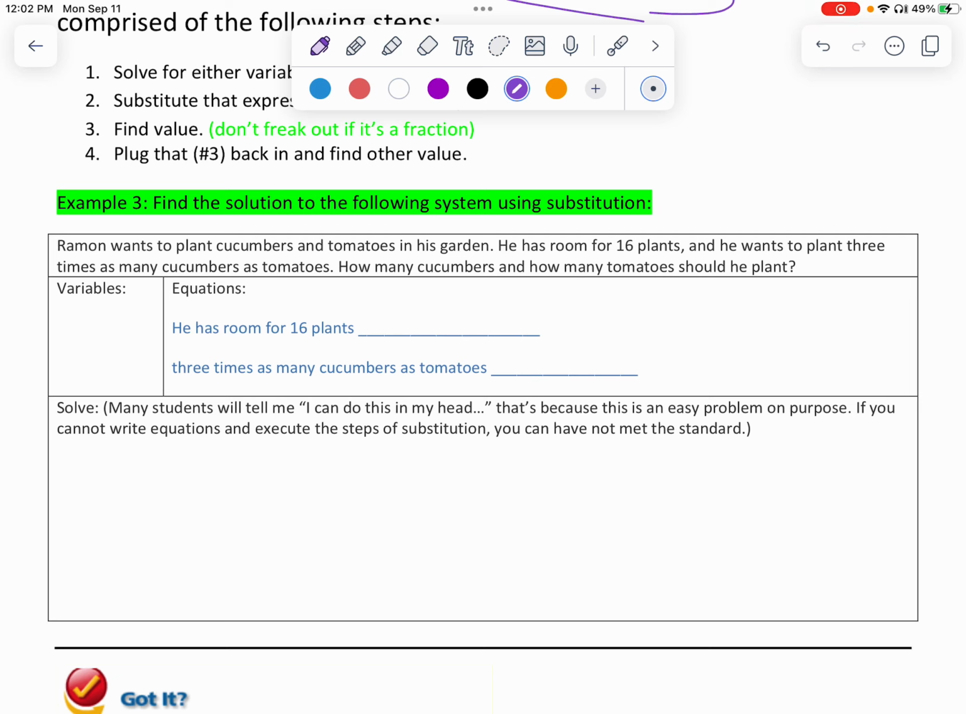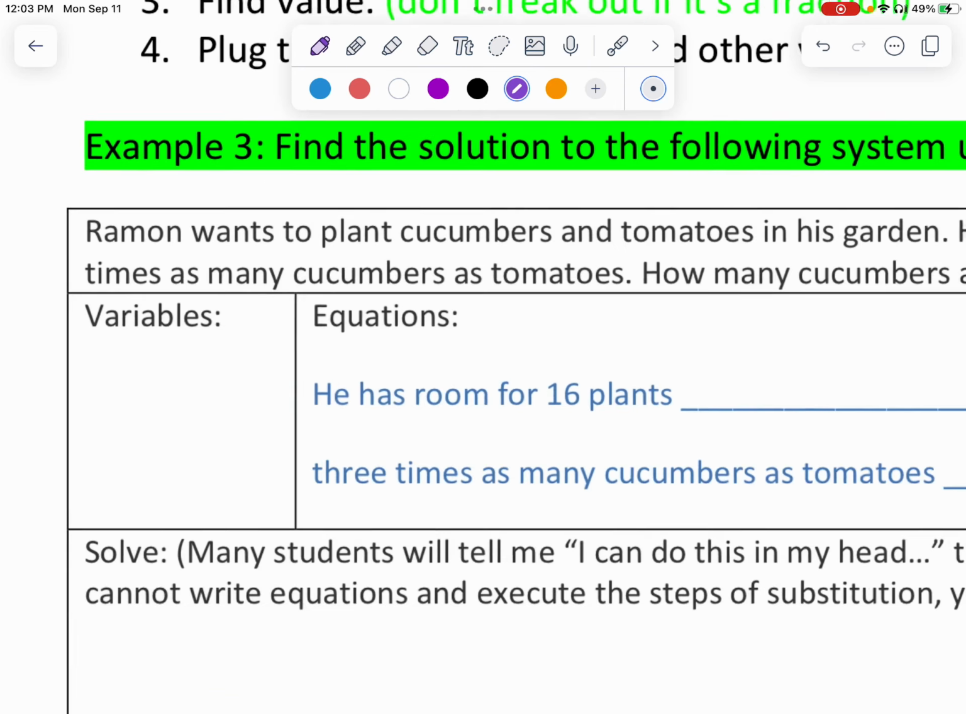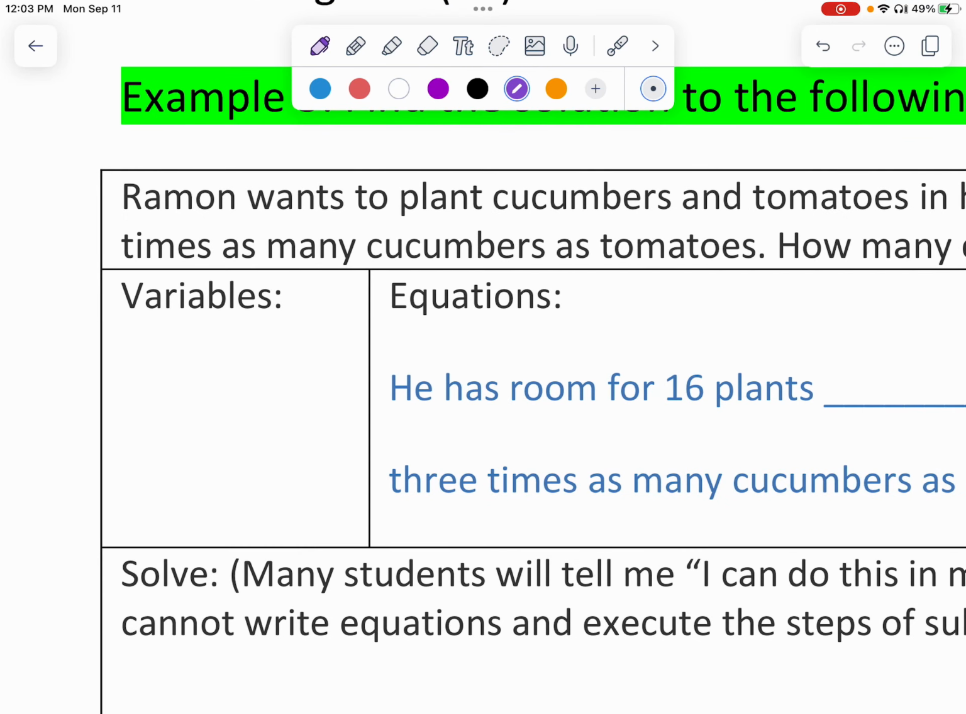Ramon wants to plant cucumbers and tomatoes in his garden. He has room for 16 plants, and he wants to plant 3 times as many cucumbers as tomatoes. How many cucumbers and how many tomatoes should he plant? The variables I would like to use, now some people are just like, no, I'm using X and Y. I'm not. I'm going to use C, and it's going to represent the number of cucumbers. And I'm going to use T, and that's going to represent the number of tomatoes.